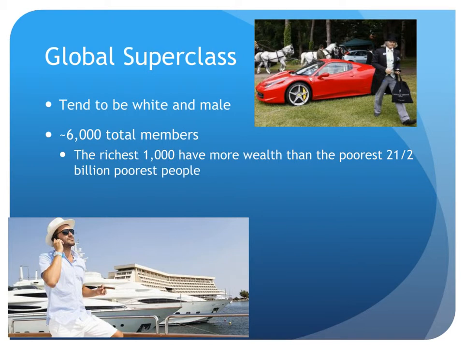Scholars have noted the emergence of a global superclass. The global superclass refers to about 6,000 of the richest people in the world. The richest 1,000 people in the world have more wealth than the poorest 2.5 billion put together. The global superclass tends to be male, and it tends to be white, and it tends to hail from the Northern Hemisphere.